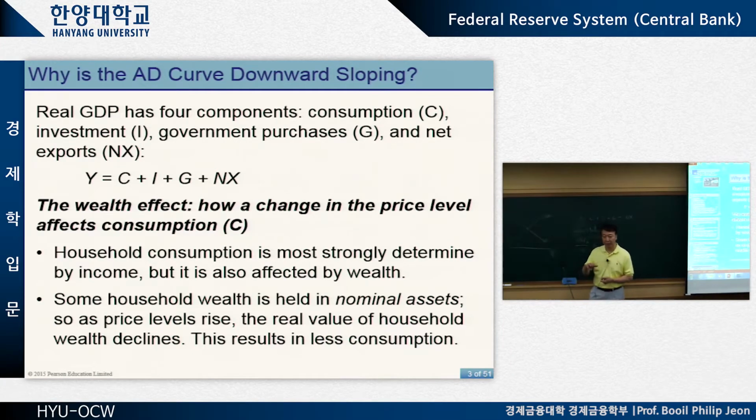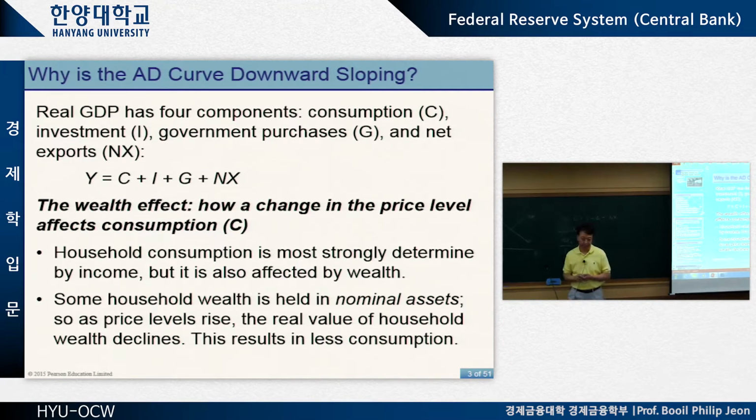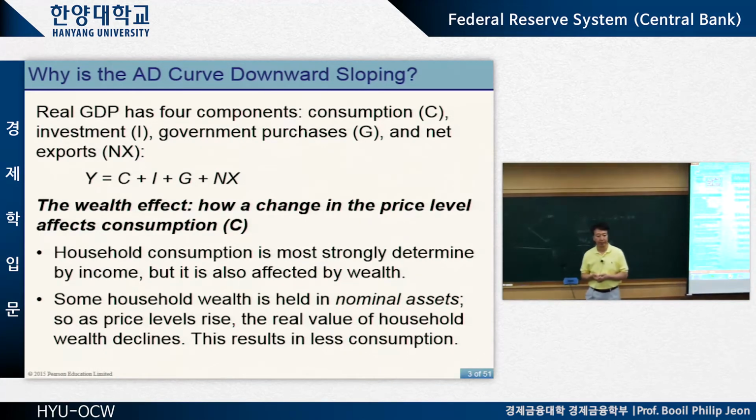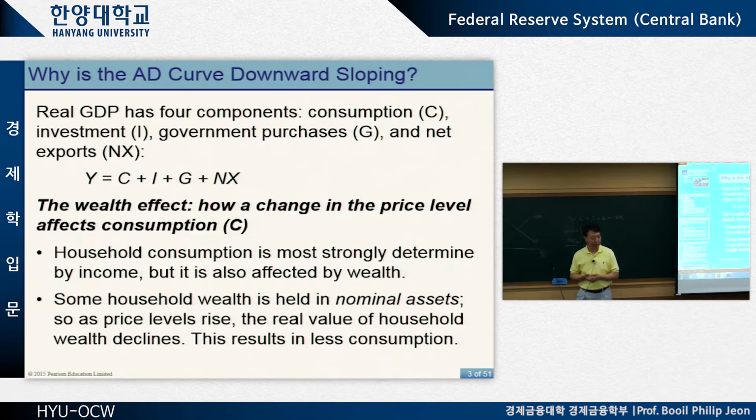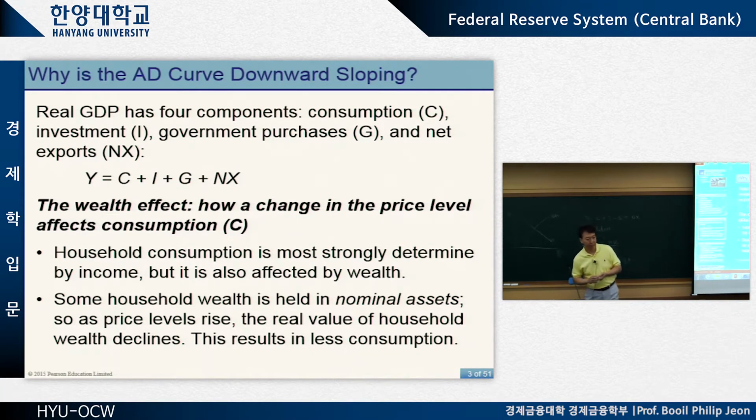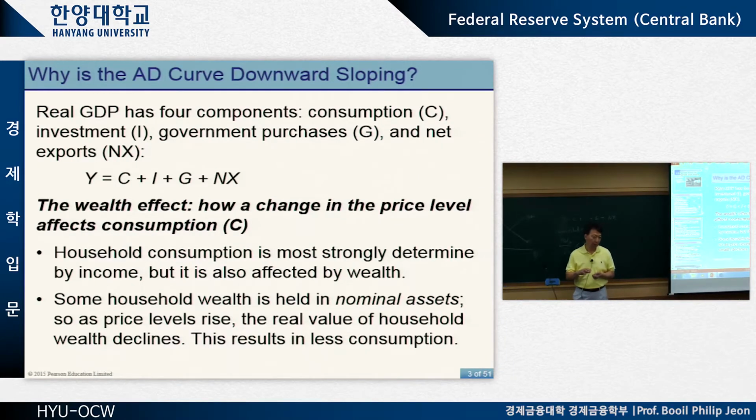So a household has a certain amount of income, but if the price level rises, then in a relative sense, with the same amount of income, the purchasing power goes down. The total amount of actual real goods and services you can buy with the same amount of money declines.